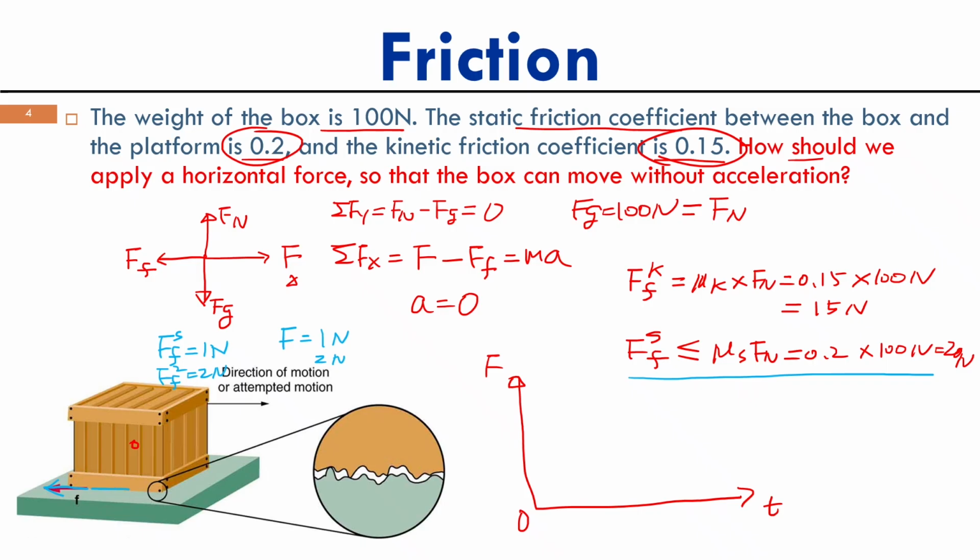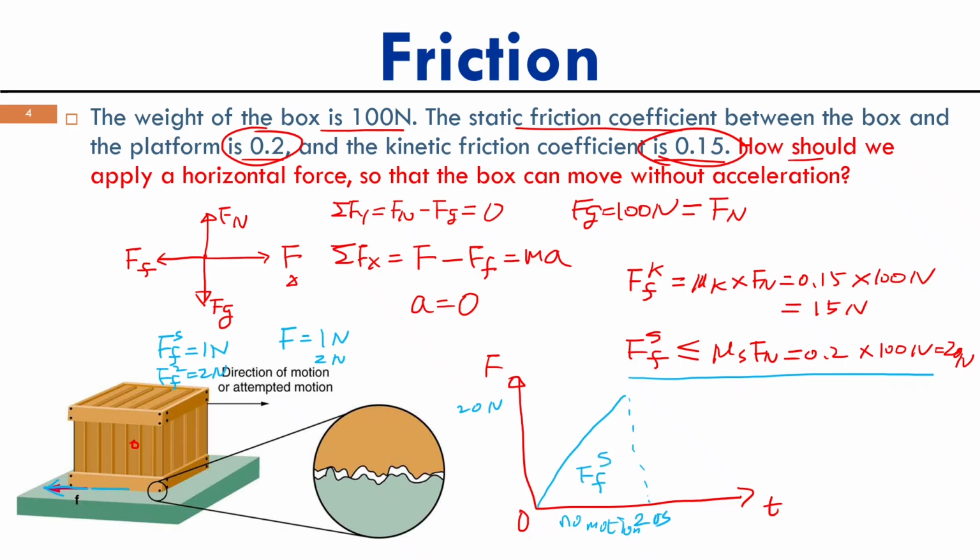So let's assume I increase the force 1 Newton per second. So I do something like this, a linear increase. And after 20 seconds, my applied force is 20 Newton. From 0 to 20 seconds, my force gradually increases to 20 Newton. What happens to the box? There is no motion, and the static friction force works during this regime.